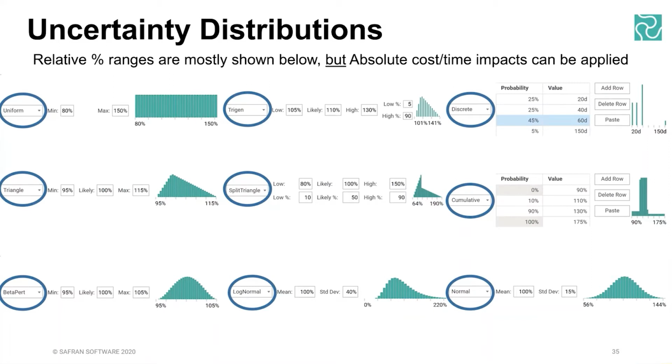I guess it's said there in words on the screen, but I've got most of those set to relative. So that means they're shown or described as a percentage increase or decrease on whatever you've mapped it to. But you can also switch it to absolute, which means you can define, like in the top right hand corner, it shows 25% probability of a 20-day impact. So that's an absolute expression. So you can go with percentages, or absolute cost impact, or absolute duration impact.